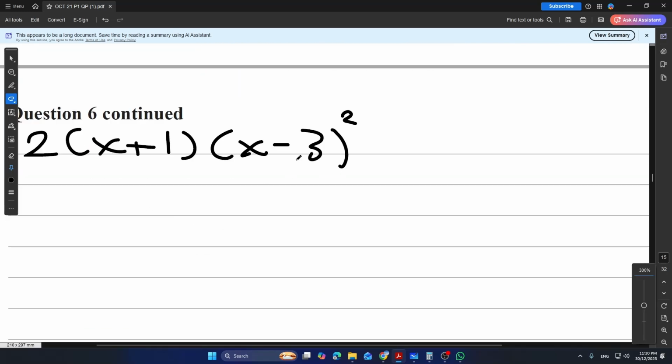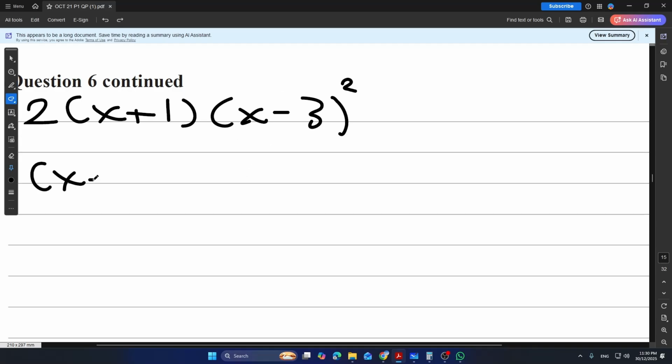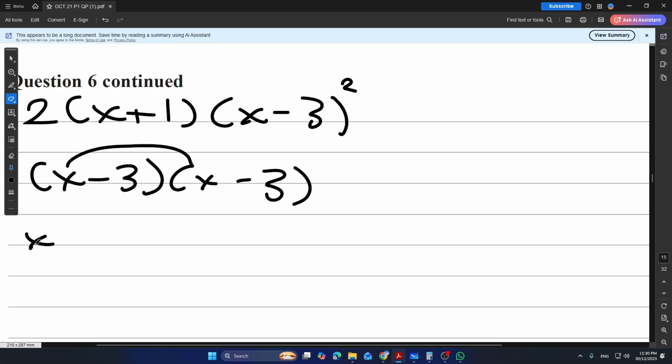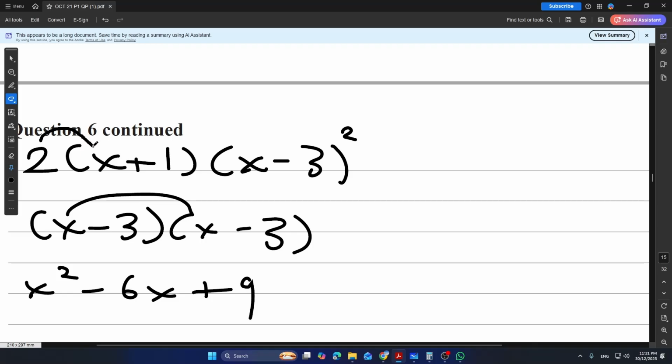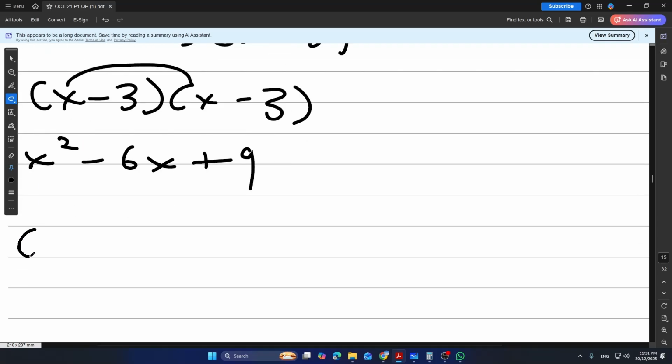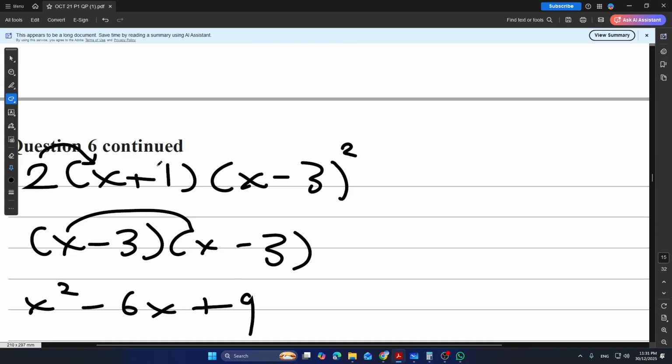Okay, understand to expand this equation, first thing is we want to expand this part, because it's squared. So let's expand it. x minus 3, x minus 3. Very simple. x times x, x squared. x times minus 3 is minus 3x, and then minus 3x again, it will be minus 6x. And minus 3 times minus 3 is plus 9. So x squared minus 6x plus 9. Okay, this is our answer for this expansion, and we can expand this also. 2 times x is 2x. So let's write that down immediately to not waste time. And 2 times 1 is 2, so plus 2.